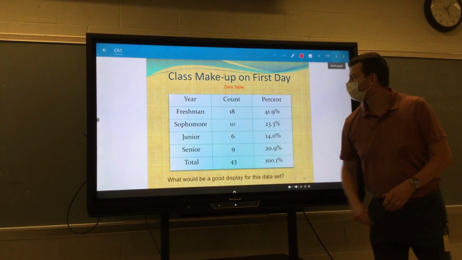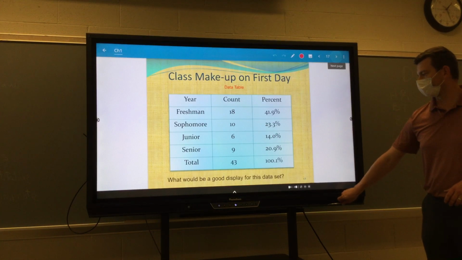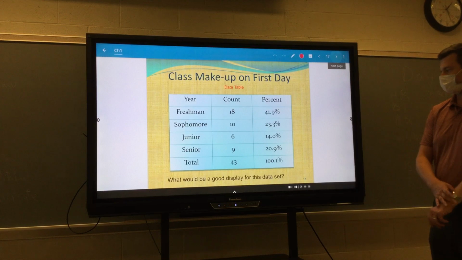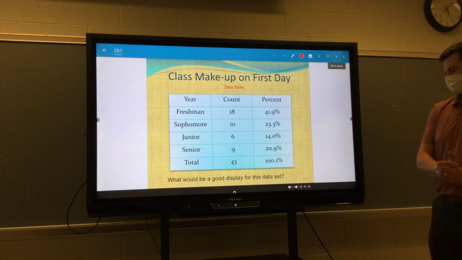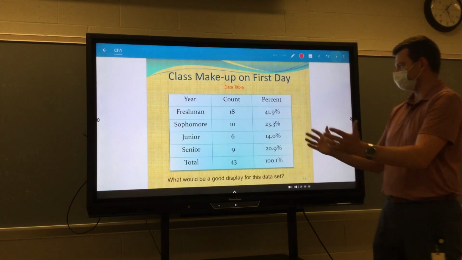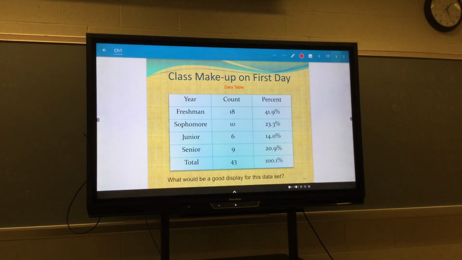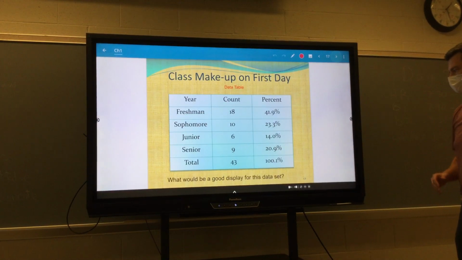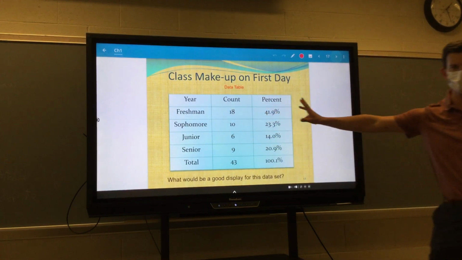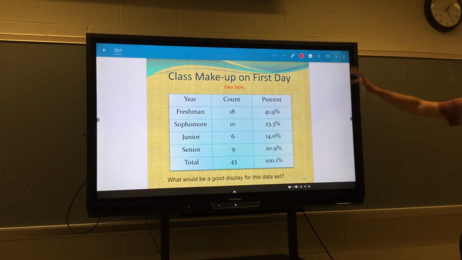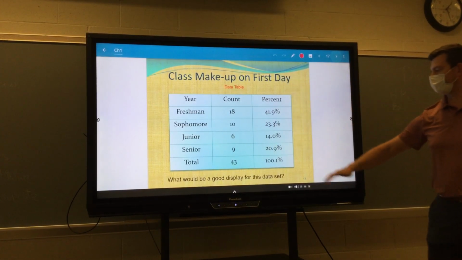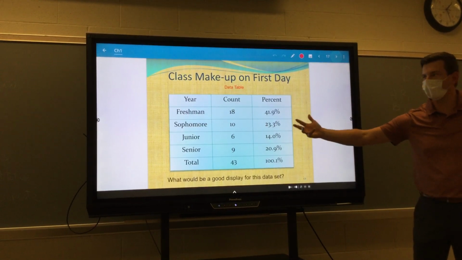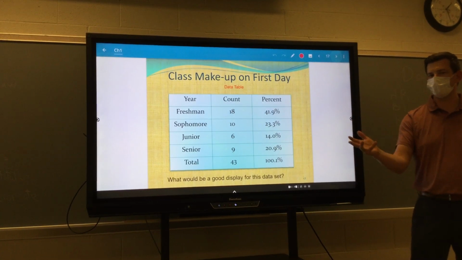We have a breakdown of grades and the makeup on the first day of class for, I think this is a college statistics course here. And what is the makeup of those students? Freshmen, sophomores, juniors, and seniors. There are 43 total students in this course. We have the count, we have the percentages. Just based off of this, and not really knowing much about what you're trying to say, what do you think would be a good display of this data?